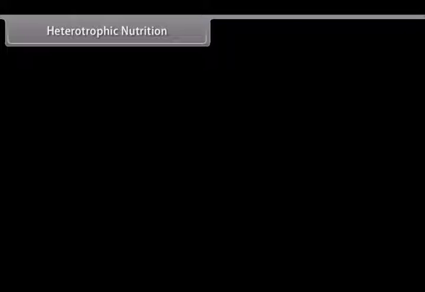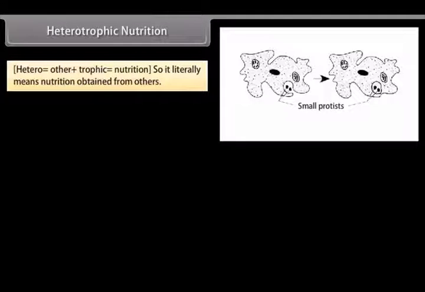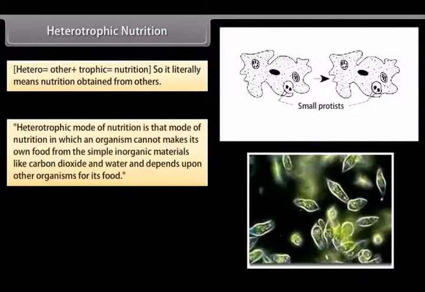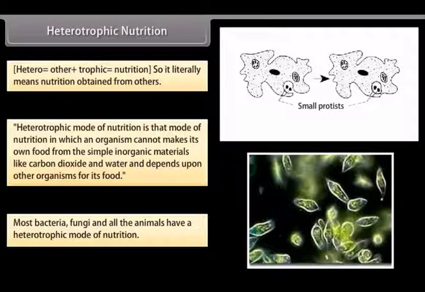Heterotrophic nutrition. Hetero means other, trophic means nutrition, so it literally means nutrition obtained from others. The heterotrophic mode of nutrition is that mode in which an organism cannot make its own food from simple inorganic materials like carbon dioxide and water and depends upon other organisms for its food. Most bacteria, fungi, and all animals have a heterotrophic mode of nutrition.